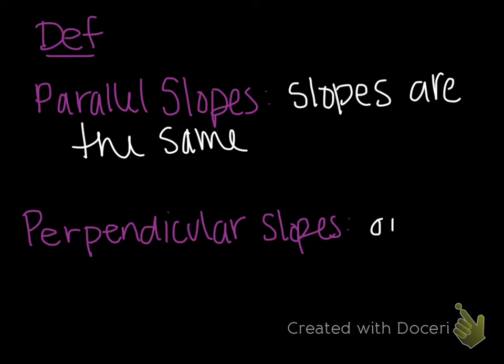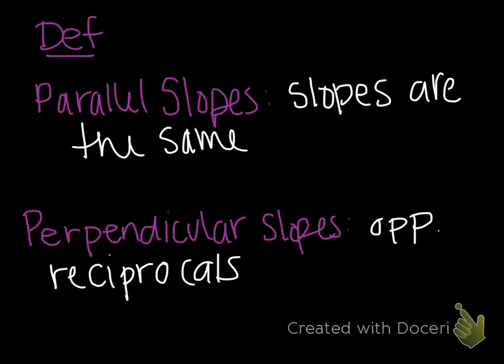Perpendicular slopes are opposite reciprocals. What that means is if the fraction was positive, it's now negative. If it was negative, it's now positive. And reciprocal means that the fraction flips. So for example, if you had a fraction of negative 1 over 2, it now becomes a positive 2 over 1. Perpendicular lines intersect at a 90-degree angle, so they create a 90-degree angle.